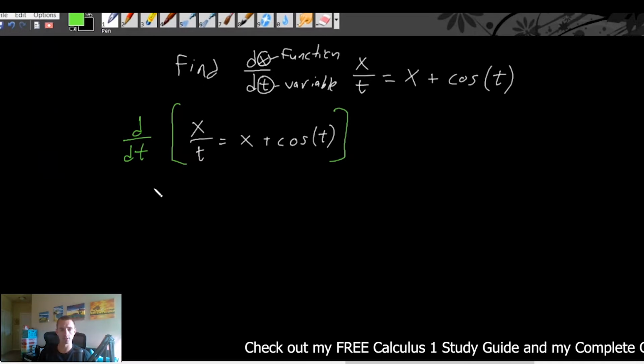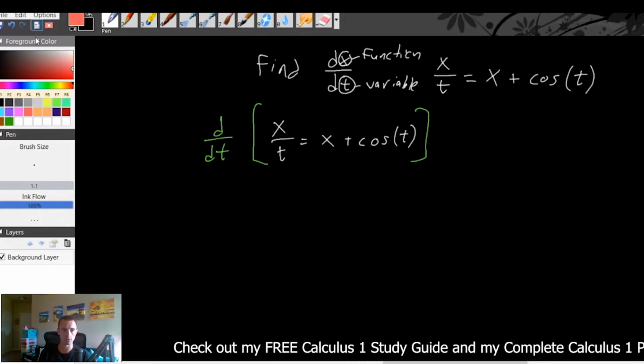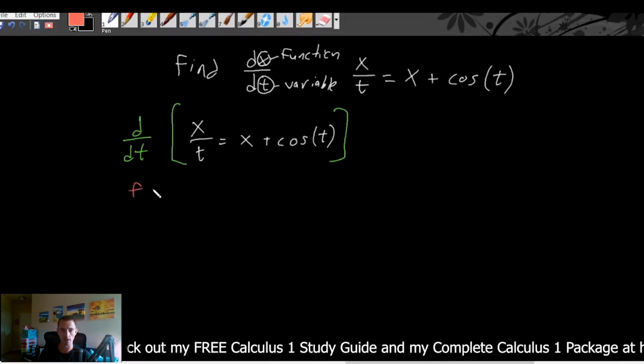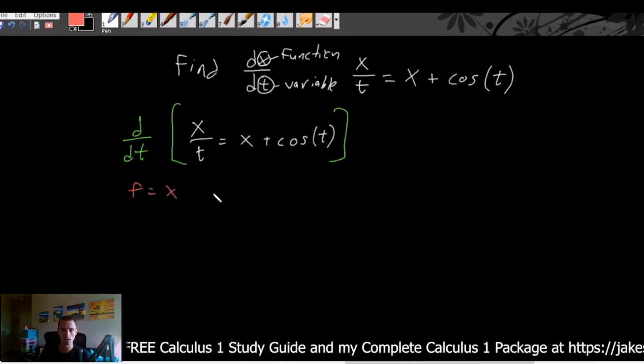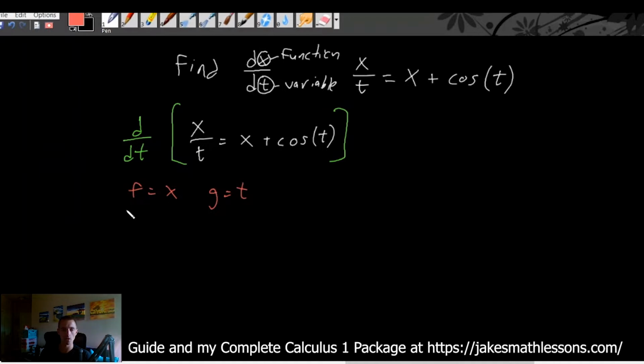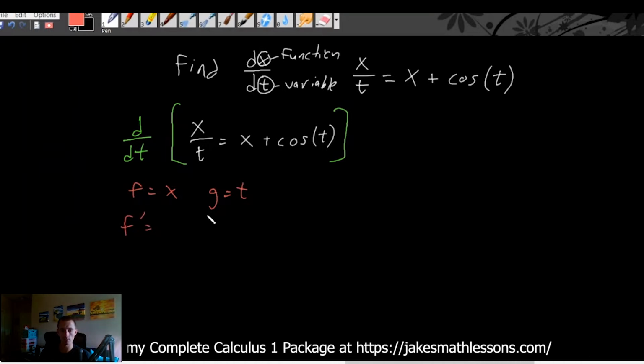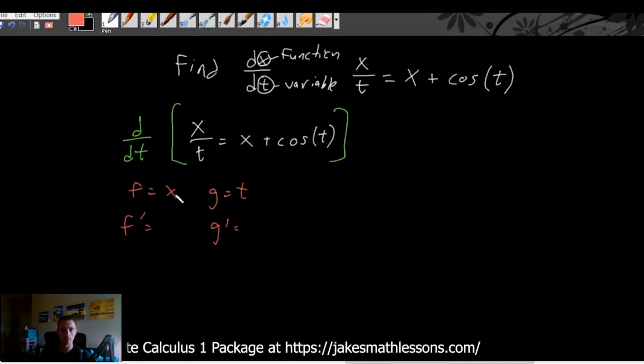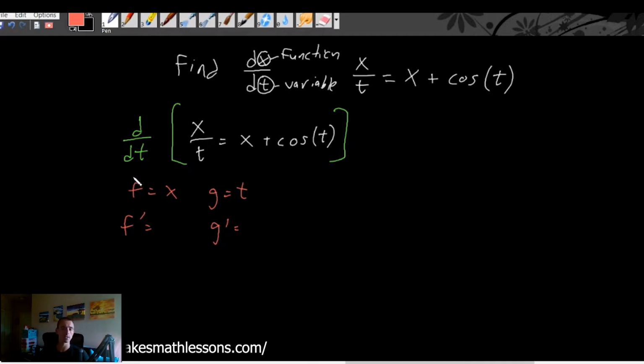Quotient rule says that what we need to do is we need to first determine our top and our bottom. So f is going to be your top function. g is going to be our bottom function. So f is x, g is t. Then you want to find f prime and g prime. The derivative of f, or the derivative of x with respect to t. So keep in mind here, t is our variable. We're taking the derivative of x, which is a function of t, with respect to t.